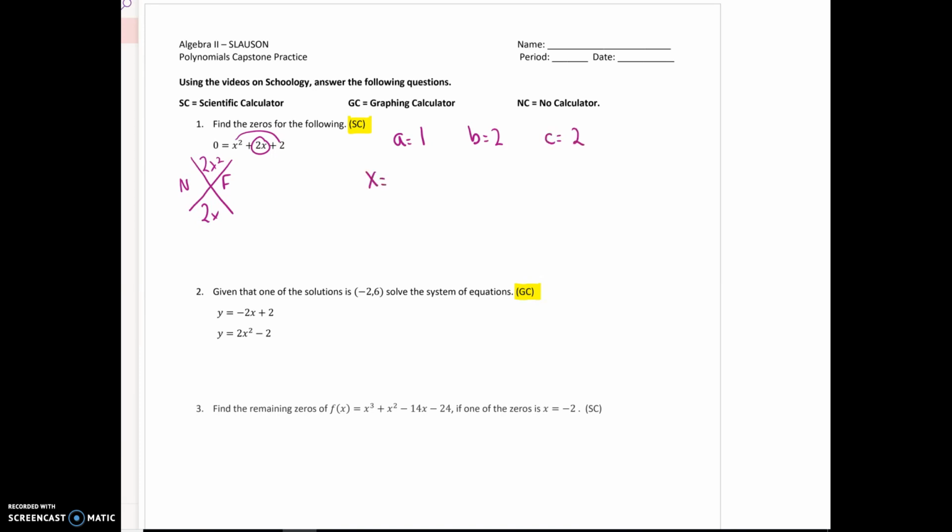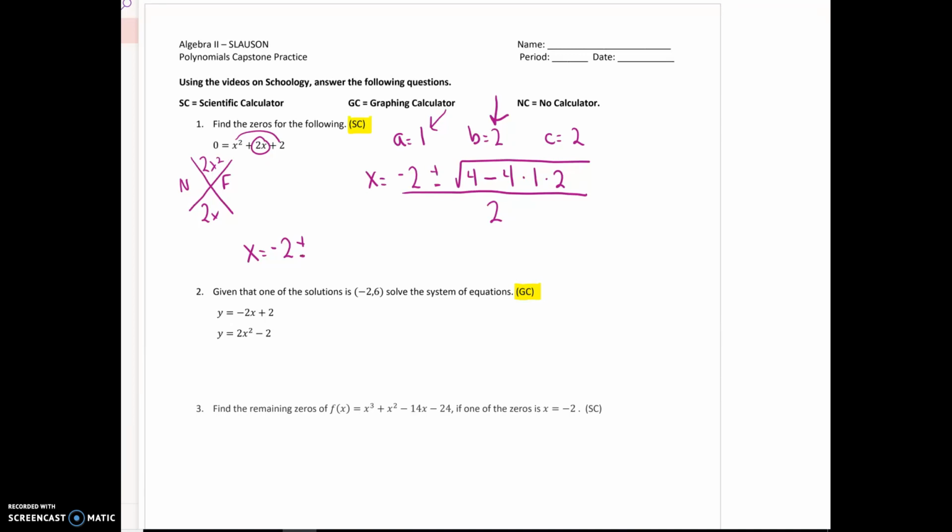So it's x equals opposite of b, and then plus or minus a big square root. So I'm going to take this b right here and I'm going to square it. So 2 squared is 4, and then minus 4 times a times c, and then all of that's divided by 2 times a. So 2 times 1 is just 2.